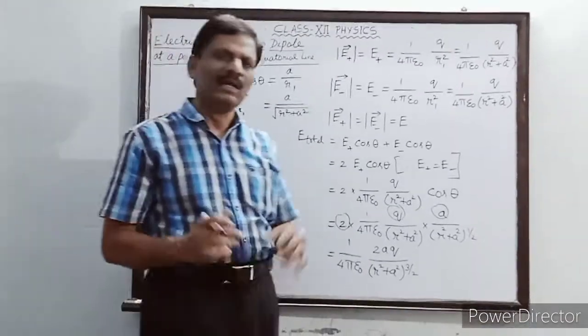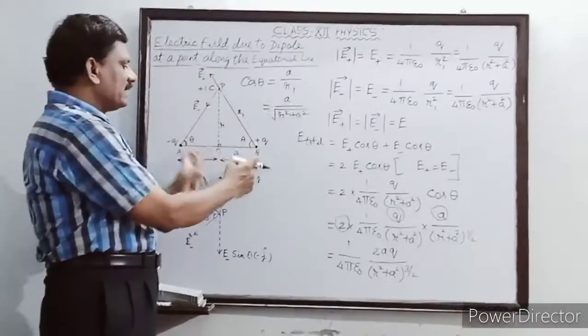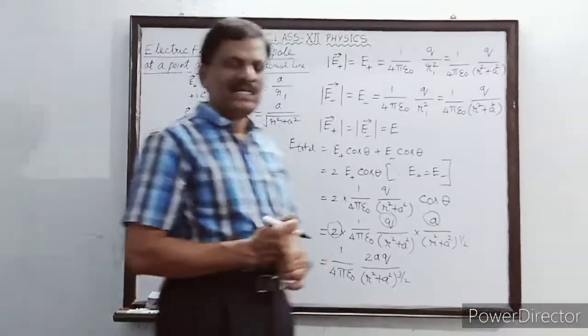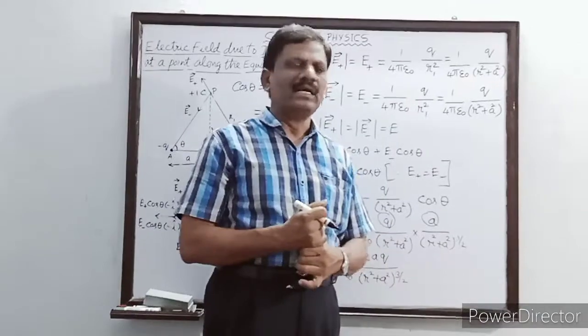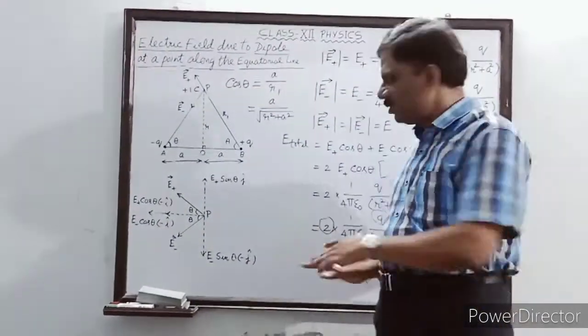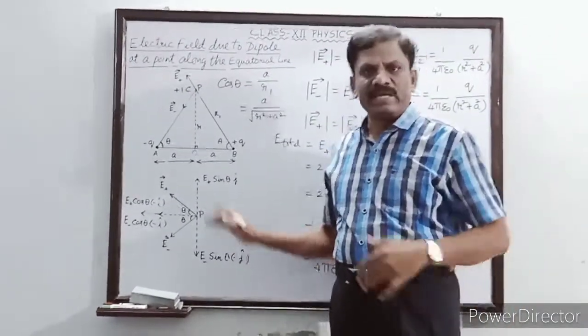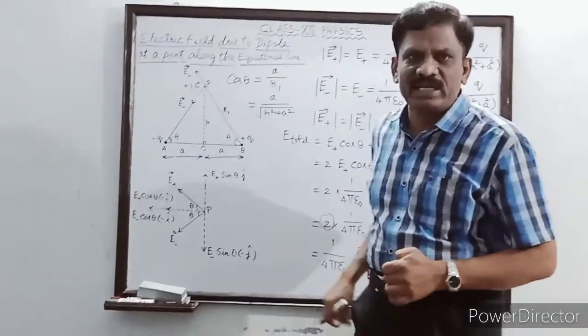Also, compared to the distance r, the distance a is very small, as we have assumed in the axial line. Now we are going to assume in the same way. So have you understood up to this step? The resolution of vectors and all, have you understood? Shall I rub this diagram and continue the derivation?